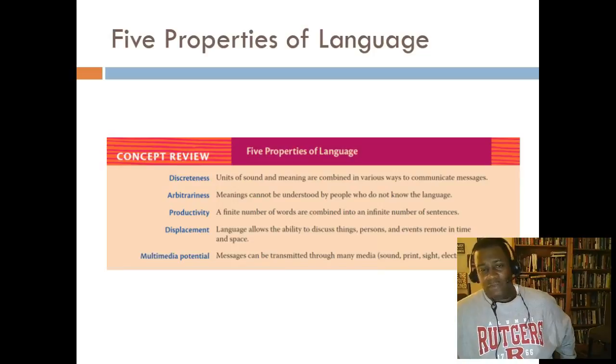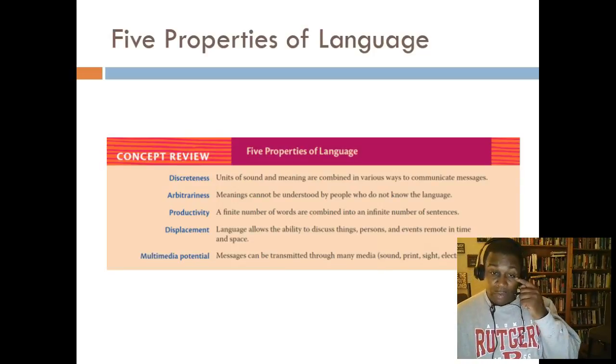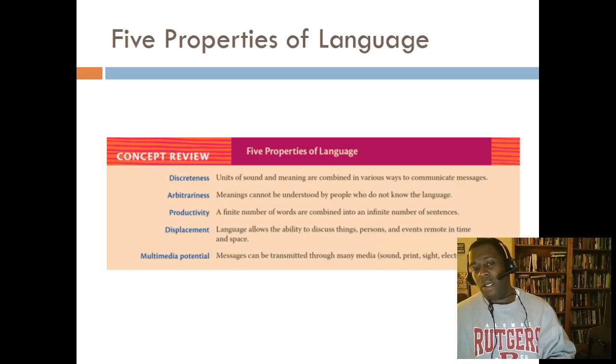And I'm going to talk about these 5 principles here. That is on your concept review. And these 5 principles are discreteness, arbitrariness, productivity, displacement, and multimedia potential.